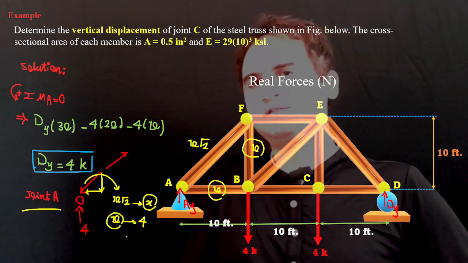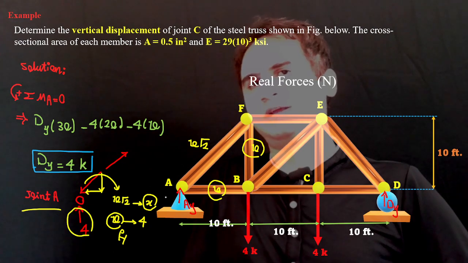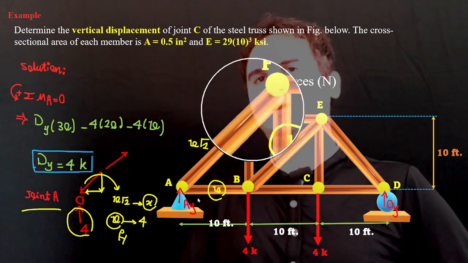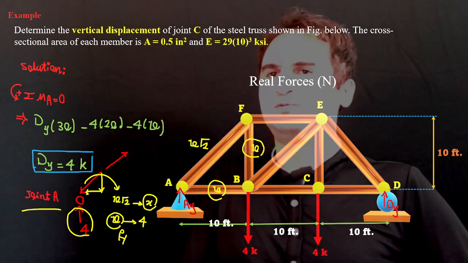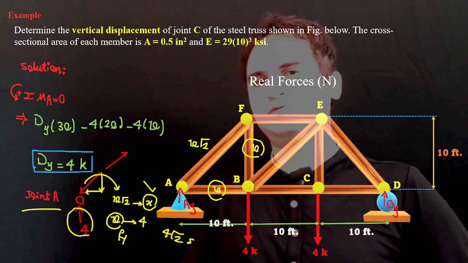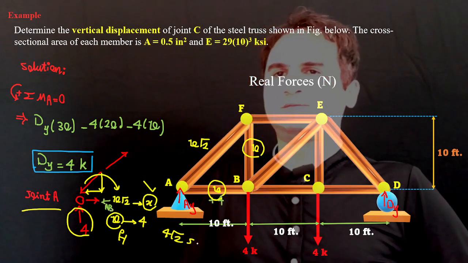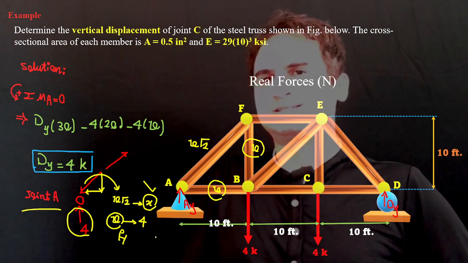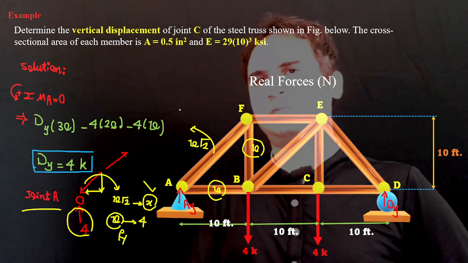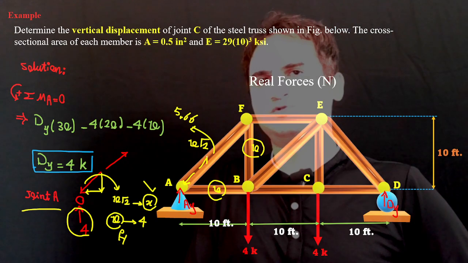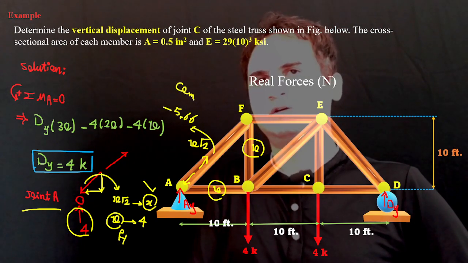So for the length of 10 feet, we do have 4K. If the vertical component is equal to 4, this is 10, this is 10, so the hypotenuse would be 10 square root 2. So the force would be 4 times square root 2, which is 5.66. So this is a negative, compression, 5.66.